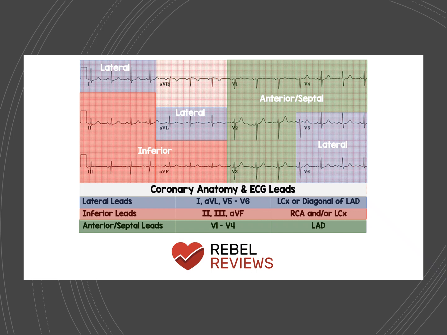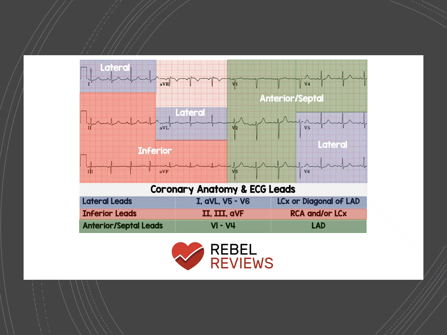Now let's start with the inferior leads. If you look on the diagram here, the inferior leads are located in the bottom left portion of this diagram and covered in red. Those leads, as you can see, are 2, 3, and AVF. These show us the inferior wall of the heart, which is usually supplied by the right coronary artery or sometimes the left circumflex, also known as the LCX. And the right coronary artery is also referred to as the RCA. Changes in these leads suggest an inferior wall MI.